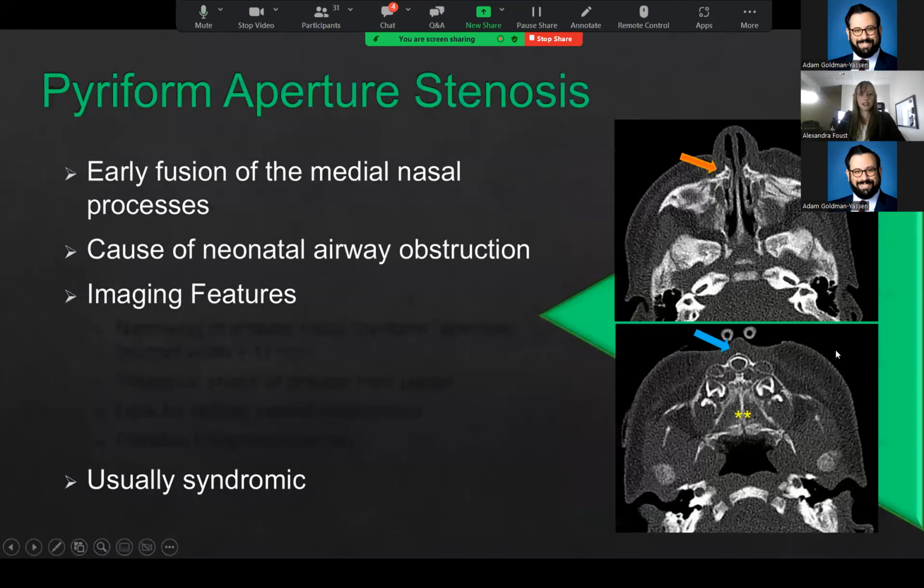All right, so then we're going to move into piriform aperture stenosis. In this situation, we're talking about early fusion of the medial nasal processes. As you remember, the medial nasal processes were surrounding the nasal sacs. They do come together and they should come together and fuse at the midline. But if it happens too soon, then it results in a narrowing of the cavity.